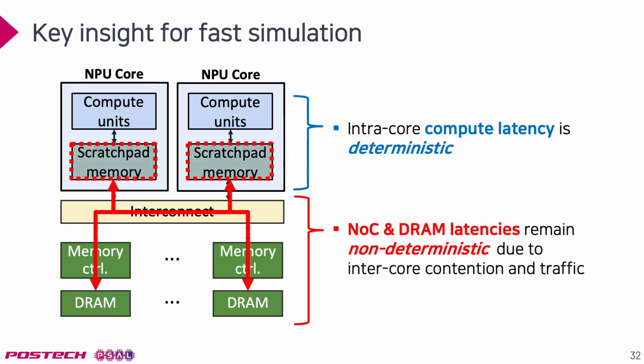In contrast, the latency for accessing data from DRAM goes through shared resources like the on-chip interconnect and memory controller. So this latency cannot be determined in advance, and it has to be modeled dynamically. However, by exploiting the observation that the intra-core latency is deterministic, we can model the compute latency accurately without always executing all the instructions in the binary one at a time.